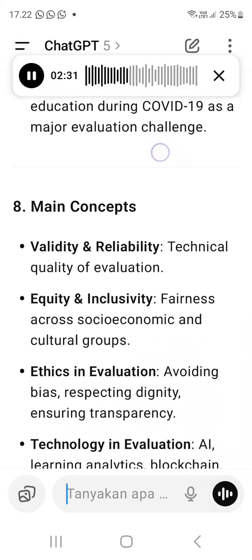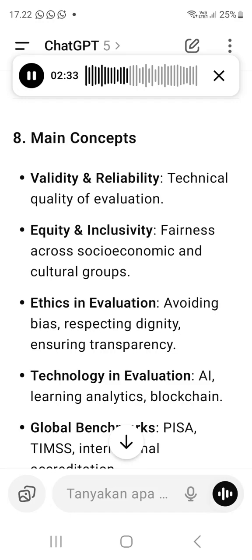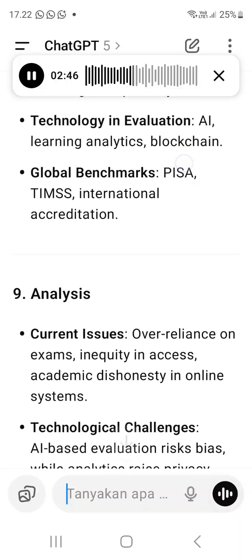8. Main concepts: validity and reliability, technical quality of evaluation; equity and inclusivity, fairness across socioeconomic and cultural groups; ethics in evaluation, avoiding bias, respecting dignity, ensuring transparency; technology in evaluation, AI, learning analytics, blockchain; global benchmarks, PISA, TIMSS, international accreditation.